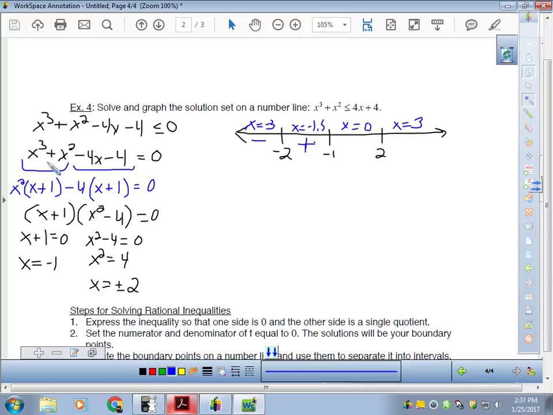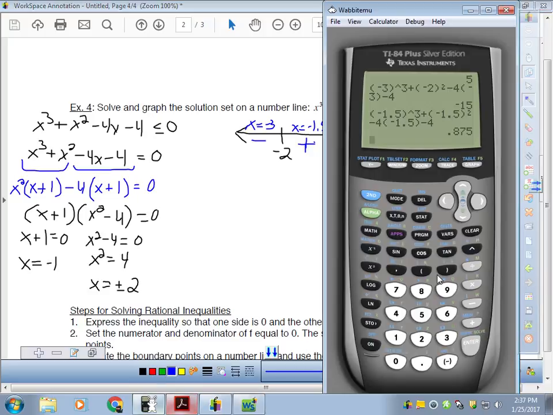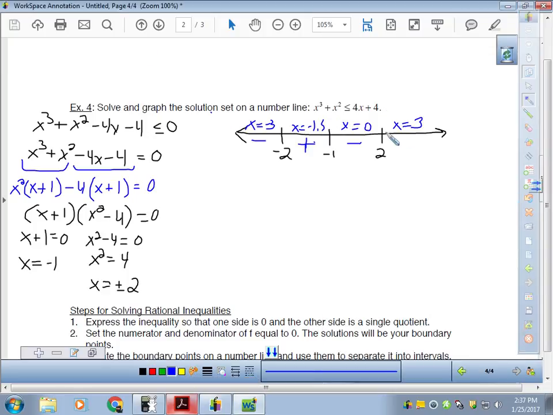0, I don't really need the calculator for. That's going to become a 0, that's going to become a 0, that's going to become a 0. So all I really have is the minus 4, so it's going to be a negative. So last I just need to plug in 3. So I'll have 3 getting cubed plus 3 getting squared minus 4 times 3 minus 4. And I get a positive 20. So that is a positive number.